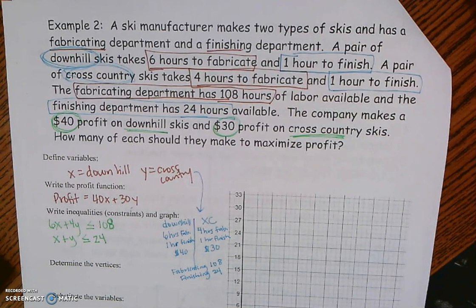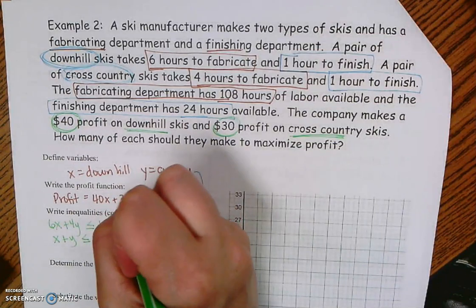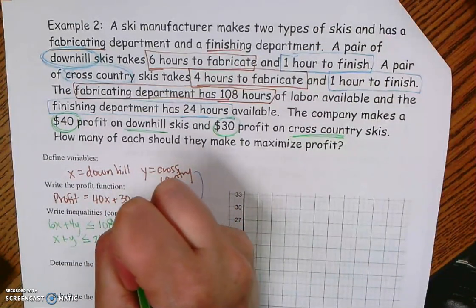Now, there's one thing that's not in the word problem that is assumed, and so I want to tell you so that you assume it also. When you're doing real world situations, you are not going to have negative numbers. So I can't make -2 downhill skis and -5 cross-country skis. So two inequalities or constraints that you have to add into your constraints if you don't have a minimum is that y has to be bigger than 0 and x has to be bigger than 0.